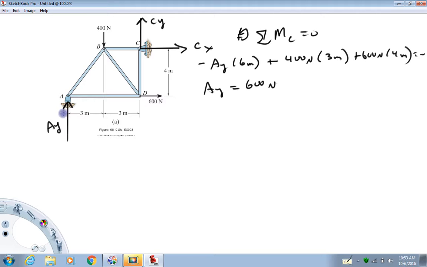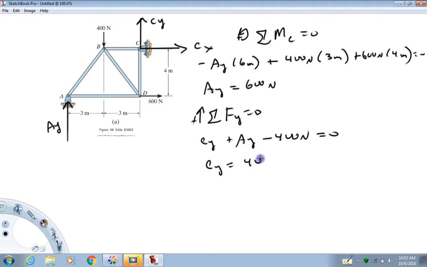Now that we have AY, it's pretty easy to get CY. We can use a force equation to get CY. Sum of all forces in the y direction equals 0. Up positive, that's going to be CY plus AY minus 400 newtons for this. This guy does not have a y component, so that's going to equal 0. So we're after CY, which is going to be 400 newtons minus AY.